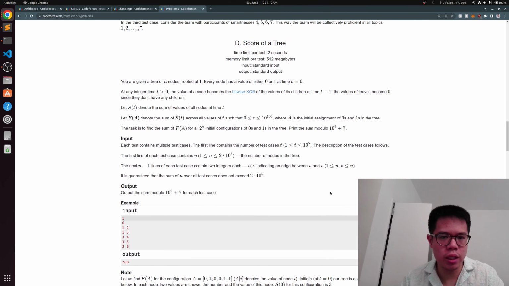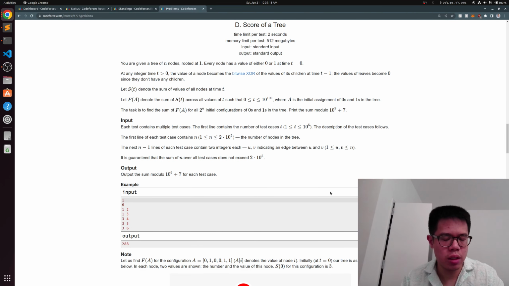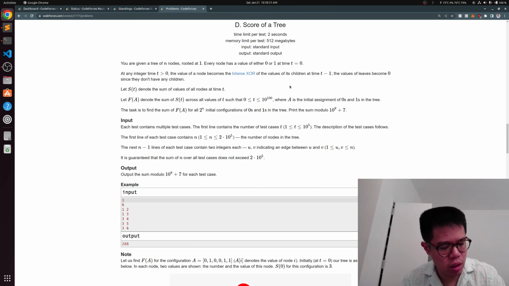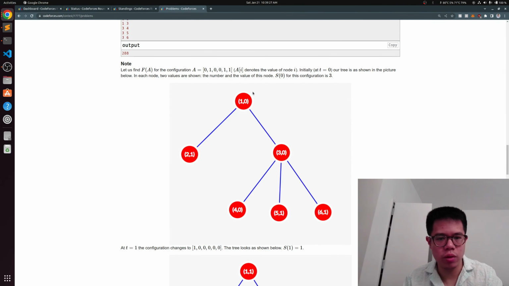All right, that's C. Now D. Yeah, okay, so problem D. What you need to realize is that this XOR of the children idea, basically, if you think about a node, so for example, their tree here, you think about this node, and the first second it'll just be itself, and the second second it'll be these two XOR, and the third it'll be these three XOR, right? Because that's how it happens.